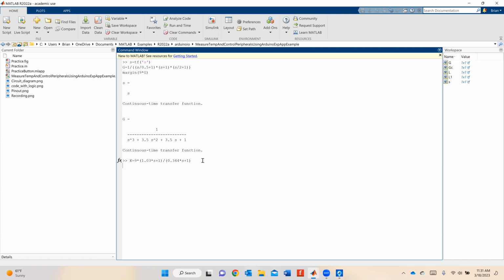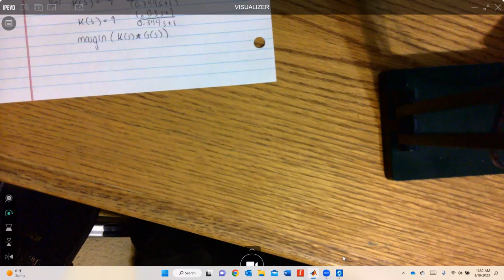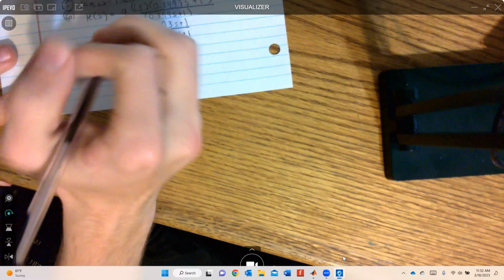Okay, and now when we evaluate the margin of this, margin of K times G, what we're going to see here is we didn't meet our phase margin. We hit 15.2, and we're supposed to hit greater than 25. So we need to iterate on our design and increase this even further. Going back, we did not meet our design requirements, so I'm going to redo step 3.